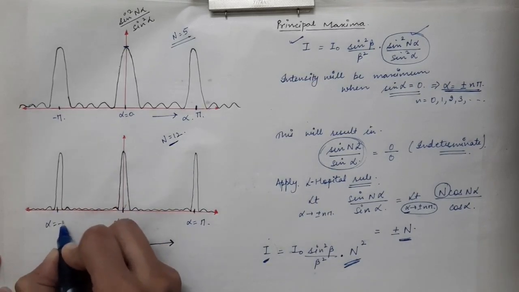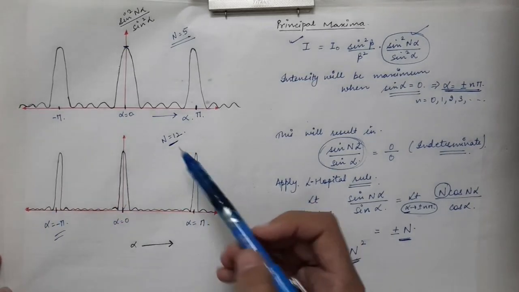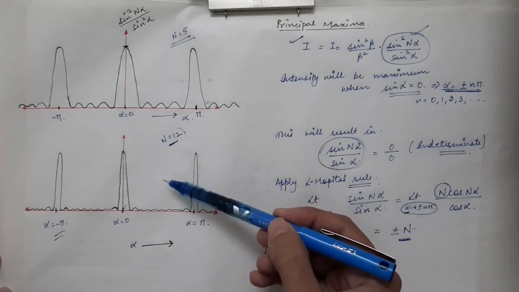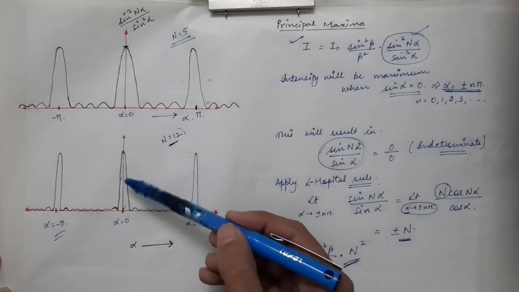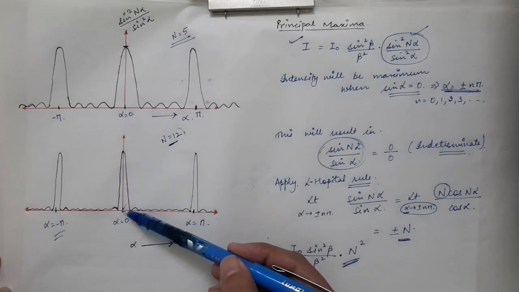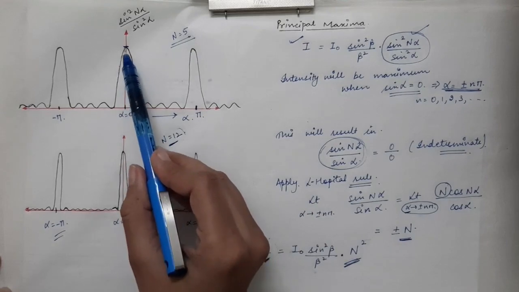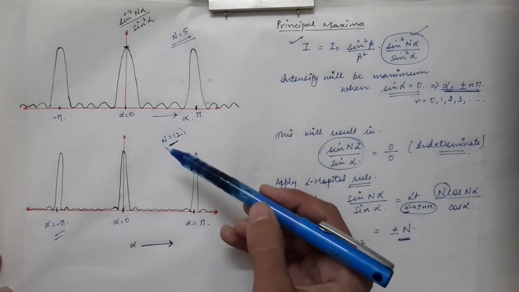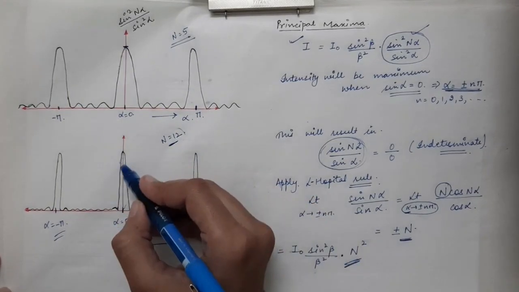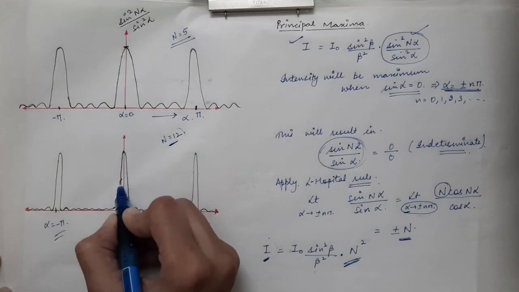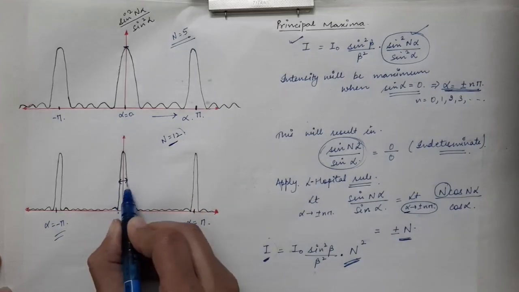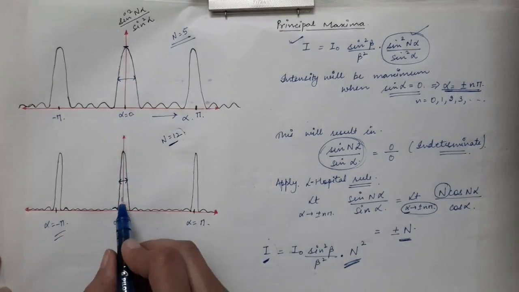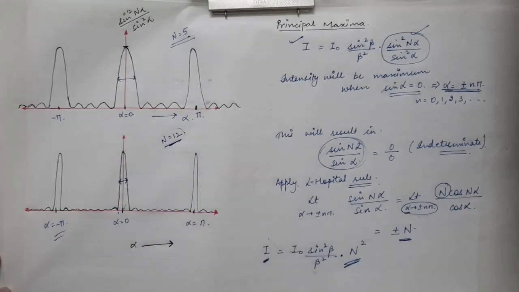The maximas are obtained at the same points, but when you have increased the number of slits, you can see the sharpness of the peak has increased. So over here, the sharpness of the peak was not much, but in this case, when you have increased the number of slits, the sharpness has increased. This maxima has a very small width as compared to this one. So over here, the sharpness is less as compared to when we have increased the number of slits.